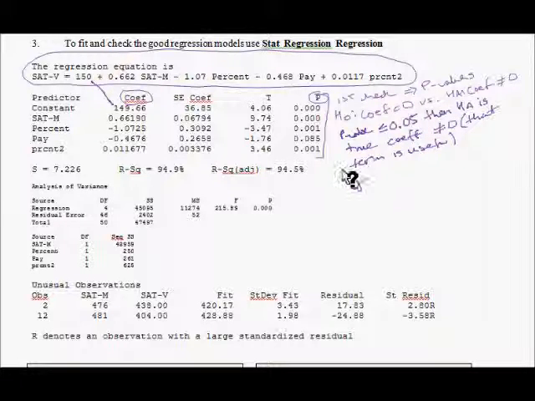If the p-value is bigger than 5%, H naught, the coefficient equals 0, could be true. I'm not saying it is true, but it could be true. Which says maybe we don't need that term.